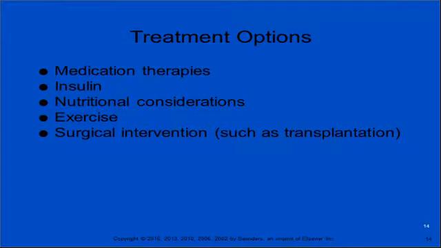So treatment options, I'm not going to go a lot into this. We know that there are oral medications for patients, insulin, of course, watching their nutritional eating plan, exercise, and then surgical interventions such as pancreas transplantation. There is a really good chart in the book that goes over all your types of insulin, what their peak of action is. Most of your fast-acting insulins work within about 20 to 30 minutes.